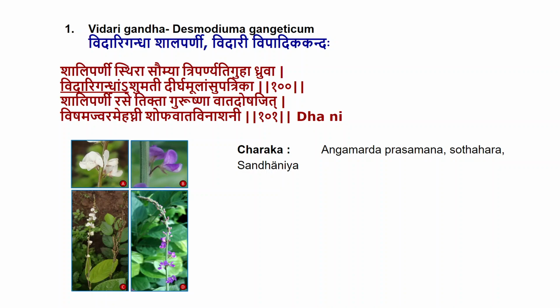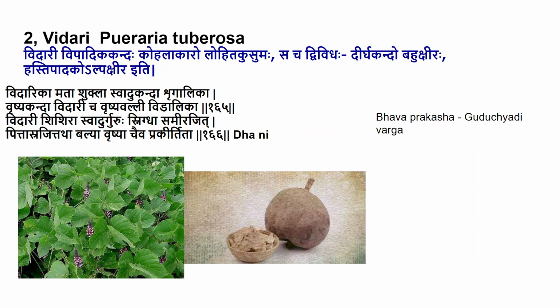So from that point of view, Shaliparni is prescribed in Vishama Jvara, in the Jvara conditions, particularly where you have this non-periodic or periodic nature of the fever, and Mehagni, in Prameha, again Vata Kaphaja Prameha or Vataja Prameha, or Shotha Vata Vinashini, Vataja Shotha. These are the conditions where the Vidari Gandha could be prescribed. In Charaka Samhita, the Vidari Gandha is included in Angamarda Prashamana Gana, Shothahara Gana and Sandhaniya Gana, and has other properties as such.